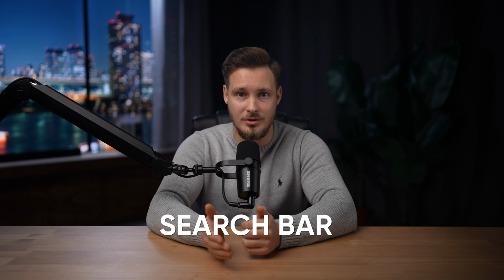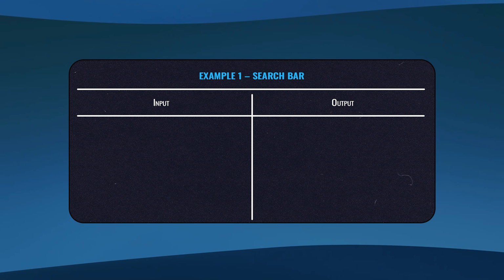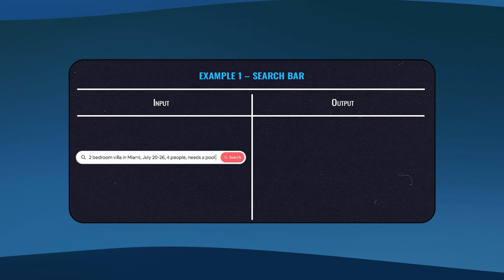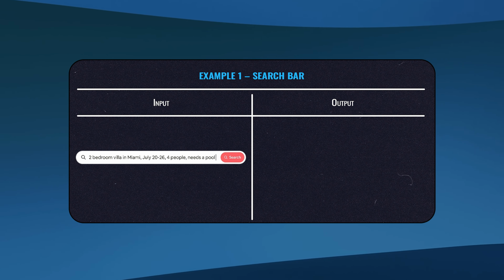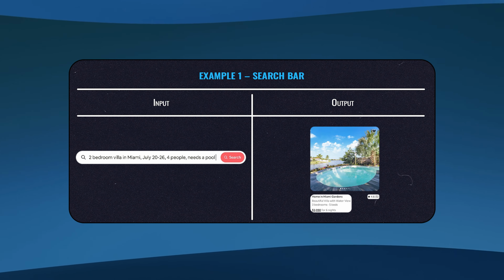Step number 2. Input-output. Alright, now that we know what, let's nail down how. This is straightforward. You need an example of what goes in and what comes out. Most agents use chat or search bar, so let's work on that. Example 1. Search bar. Input. 2-bedroom villa in Miami, July 20 to 26, 4 people, needs a pool. Output. Property component with images, price, and cancellation policy.